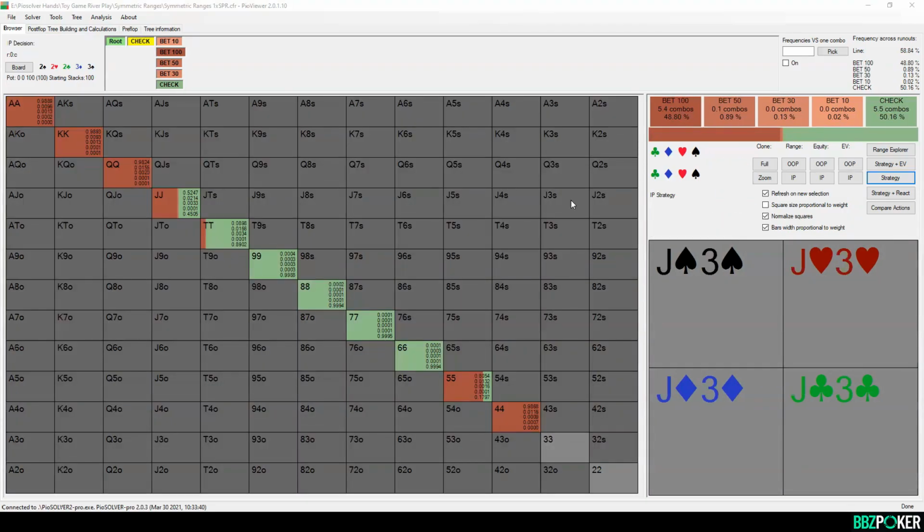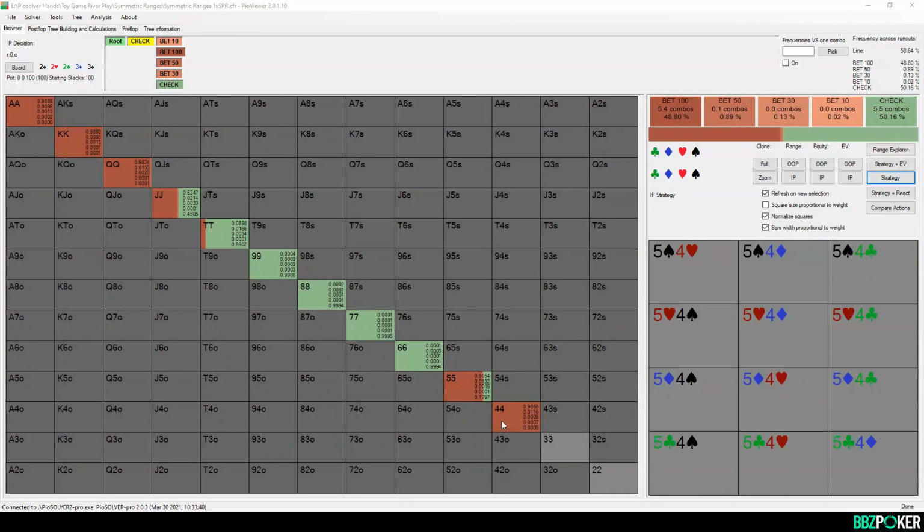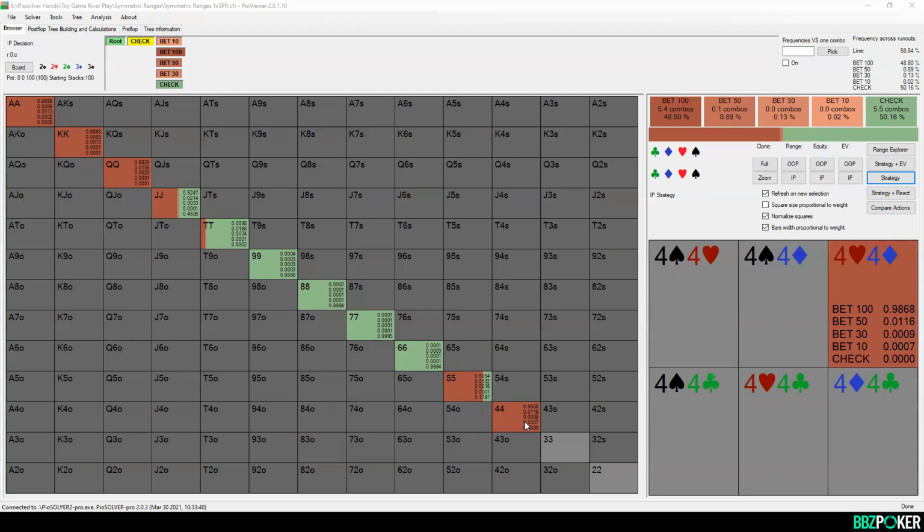Just very quickly, keep that in mind so that you have some context for what is going on. What is the in position player facing? What does in position have to deal with and contend with? Now, in that context, aces, kings, and queens are being bet all the time. Fours is being bet all the time. Fives is mixing between check and bet.